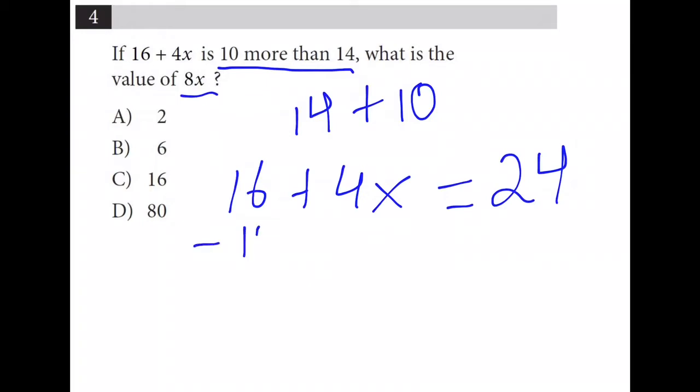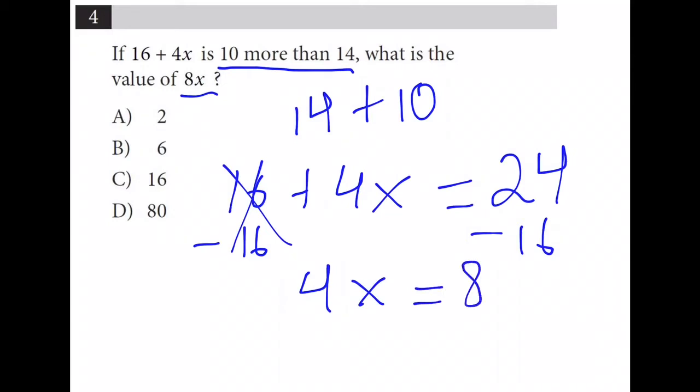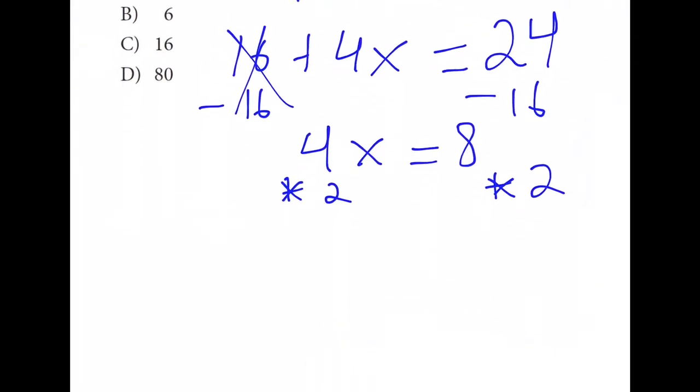So what if I subtract 16 from both sides? This cancels out. I have that 4x is equal to 8, and I simply double it, times 2 on both sides. This gives me that 8x is equal to 16.